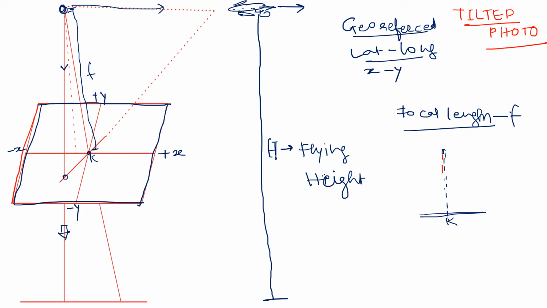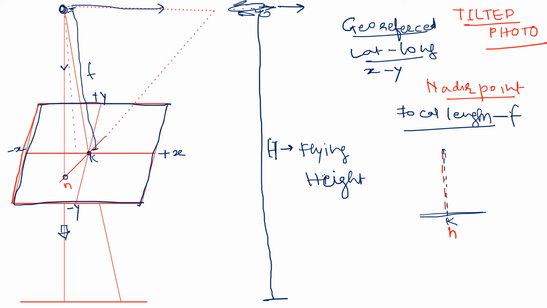So in case of a tilted photograph, this point, denoted as N, is called the nadir point. If it is an exactly vertical photograph, K and N are at the same location, because it is exactly vertical.